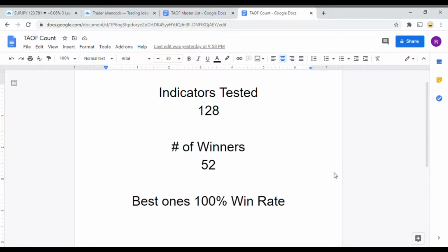But before we do, I wanted to put the indicator scoreboard up for everyone to see. So to date, we have tested 128 indicators. And out of those 128 indicators, 52 of them have been winners, which means that they have met or exceeded the 60% win-loss ratio threshold that we have set for them. The best ones so far were able to achieve a 100% win rate.